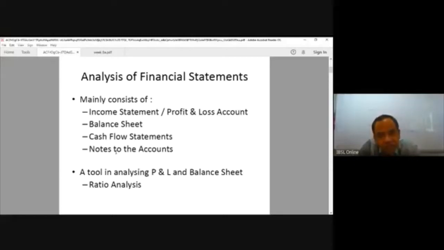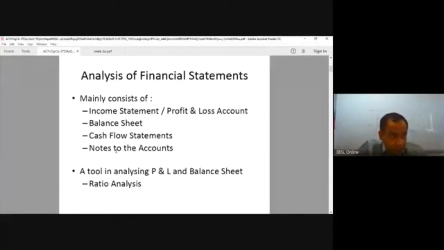Analysis of financial statements. Right now, as far as we bankers are concerned, we don't go and learn how to prepare the accounts, how to maintain them, how to do the bookkeeping. Then how do you extract your trial balance? How do you, from the trial balance, do your profit and loss account and balance sheet?